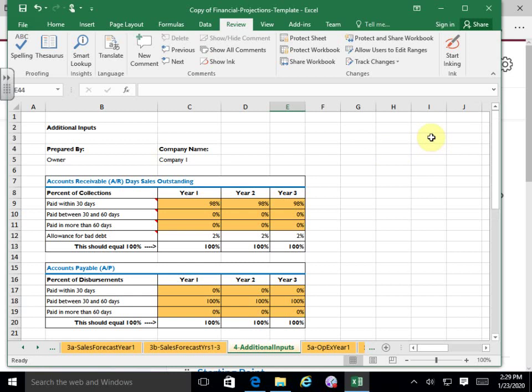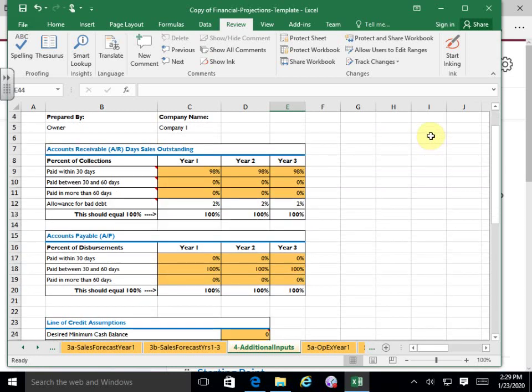Okay, any questions? So we've done the payroll and additional inputs for today, and that's kind of all I wanted to hit today anyhow. Get you guys working on that. I'm going to come around individually and look at everybody's.